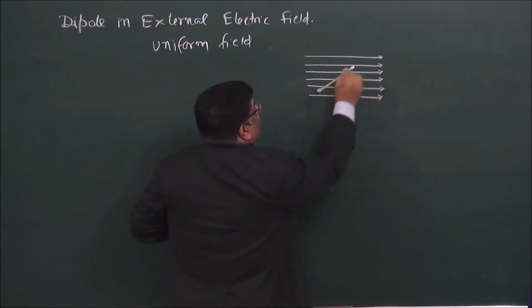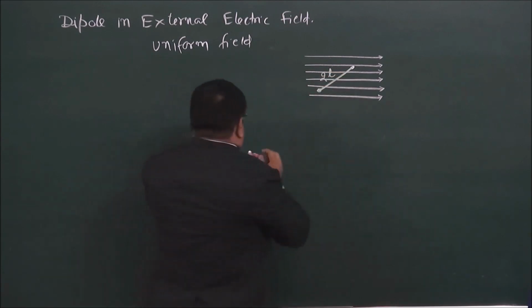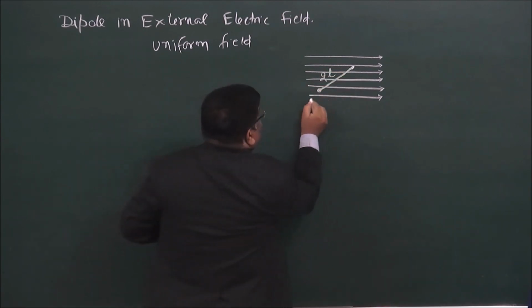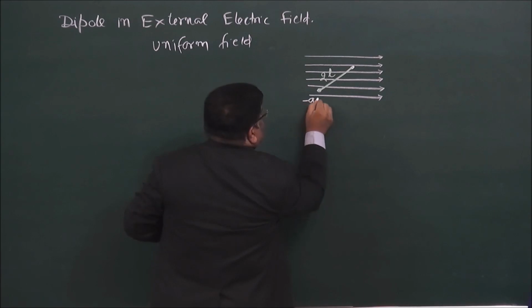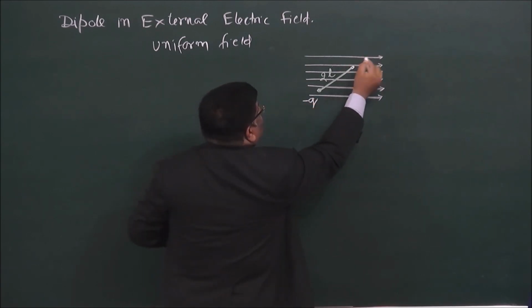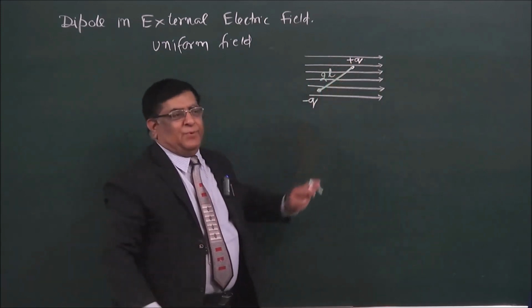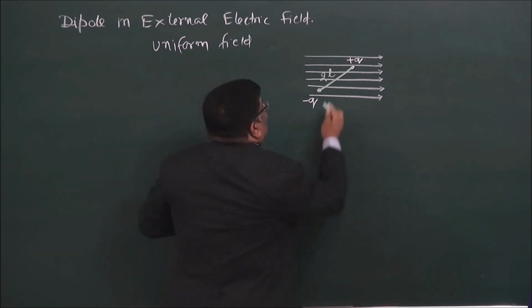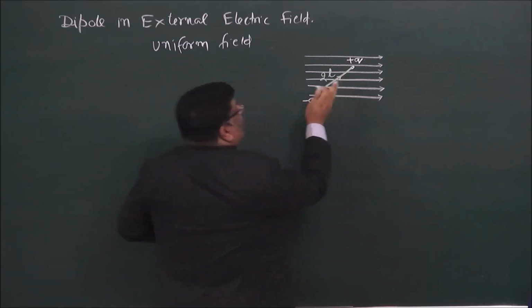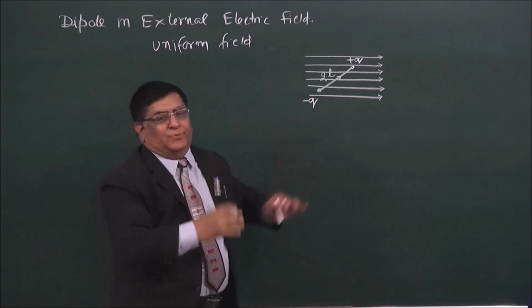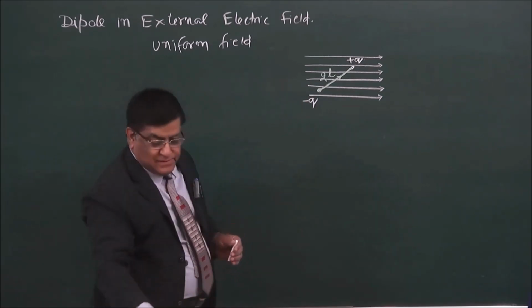The length of the dipole, we know, is equal to 2L. Here is the charge minus Q, and this is the charge plus Q. The direction of this dipole is from minus to plus, and at present we have kept it at any random position.